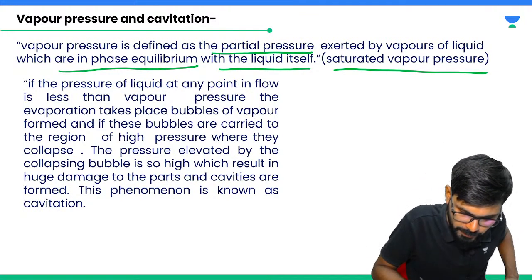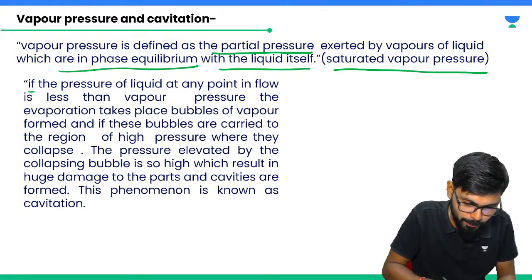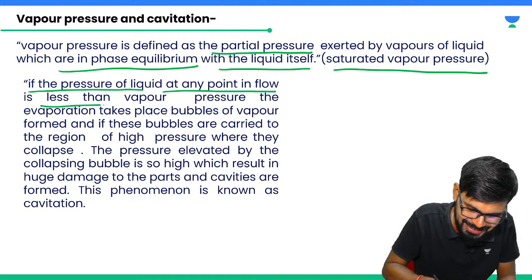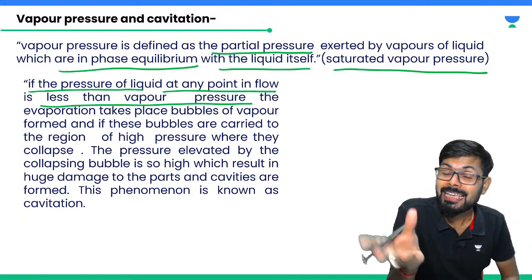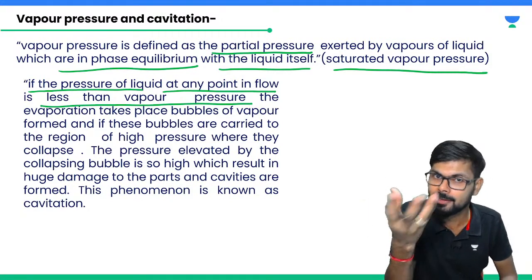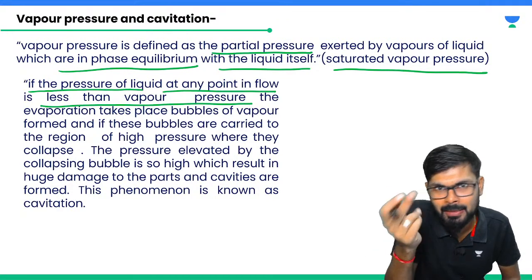If the pressure of the liquid at any point in the flow, please listen to this point, is less than the vapor pressure, कहीं पे भी अगर प्रेशर सैचुरेटेड वेपर प्रेशर से कम हो जाएगा तो बबल फॉर्म करेगा. I already told you, because at that particular place evaporation will take place and then a bubble will form.